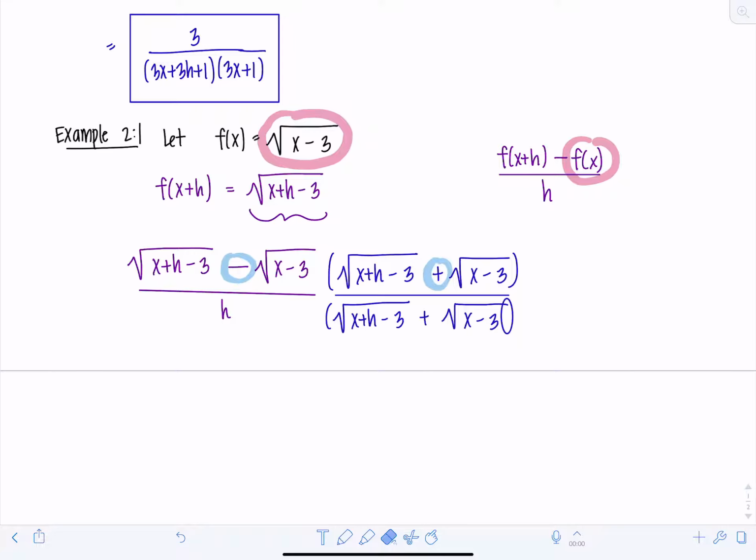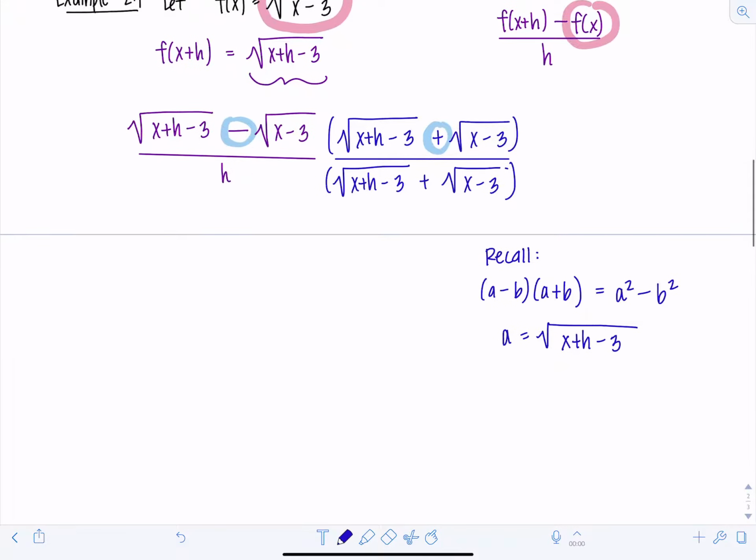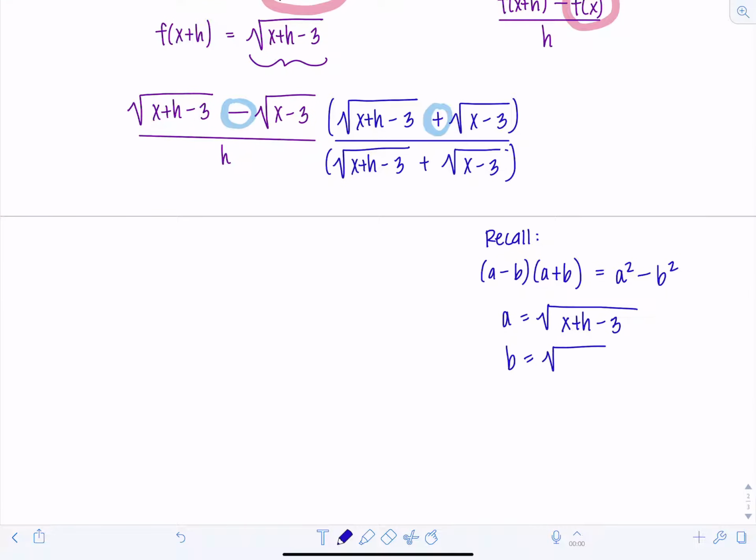Okay, great. Now, you might wonder, why do we do this? Well, I've created conjugate pairs in the numerator, and you might recall that when we have a minus b times a plus b, the product gives us a difference of squares, a squared minus b squared. And that's precisely what I have in the numerator. So a is equal to rad x plus h minus 3, and b is equal to rad x minus 3. So then when I have a squared minus b squared, the radicals will go away.